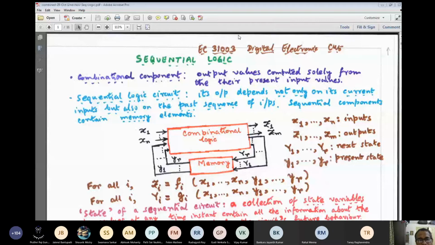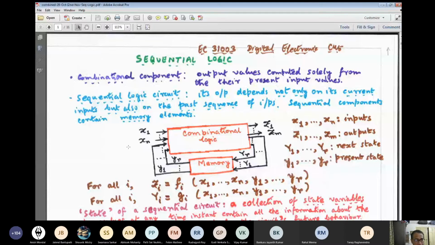What we discuss today is about the sequential logic. So we have been discussing sequential logic. Last class, we just had a brief introduction. There you remember that this is the principal block diagram of a sequential circuit.